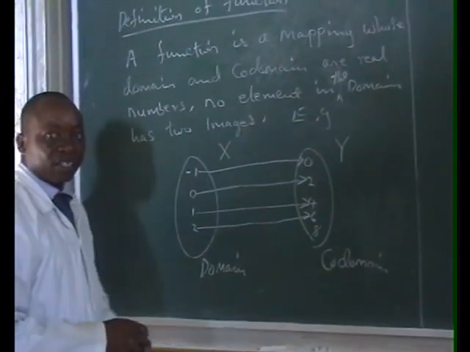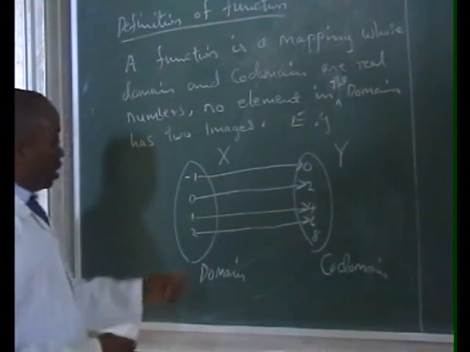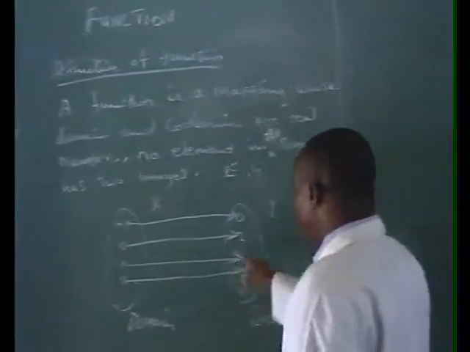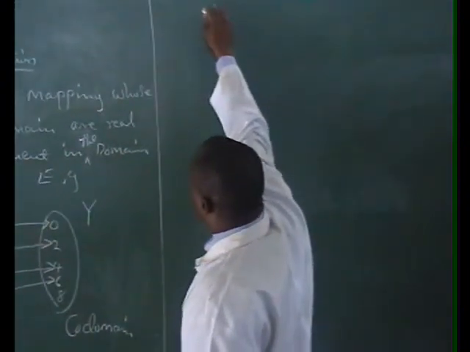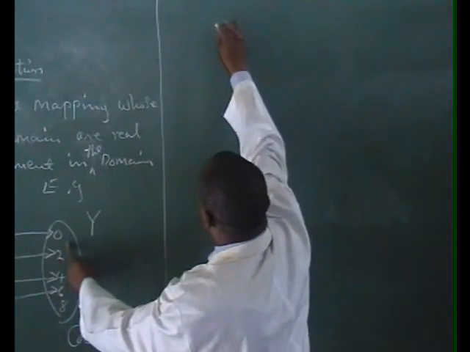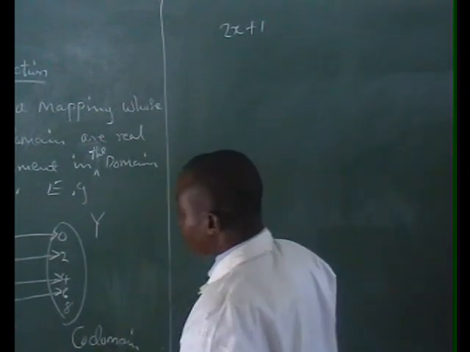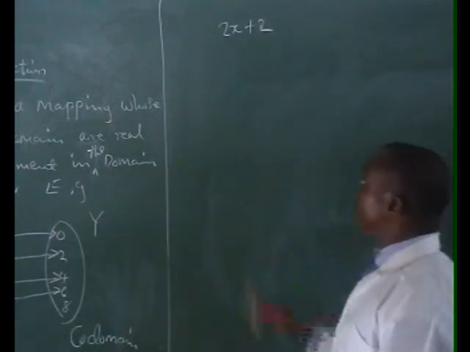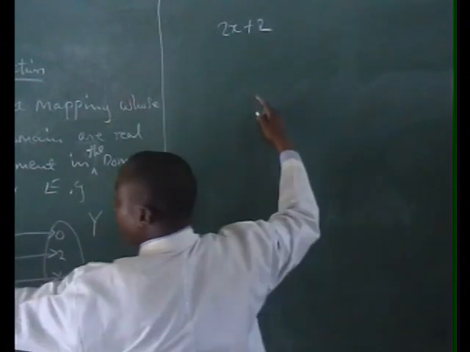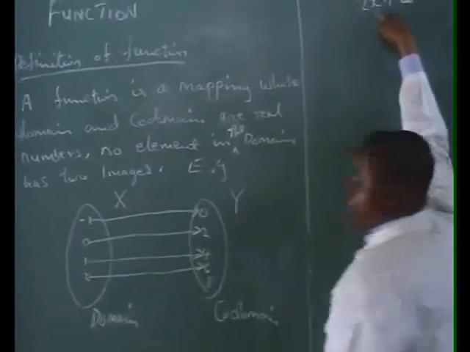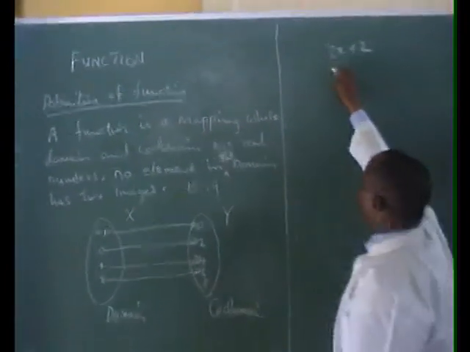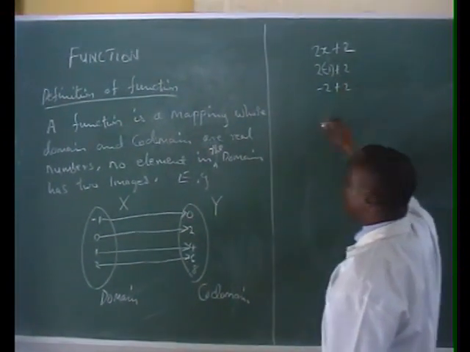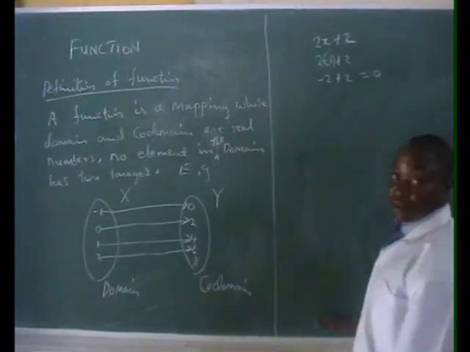Now, let's discover that rule here. Can we discover that rule in this particular function? Suppose the rule is 2x plus 2. Now look at this rule. If I put minus 1 instead of x, I will have 2 times minus 1 plus 2, which is minus 2 plus 2, and minus 2 plus 2 will give me 0.